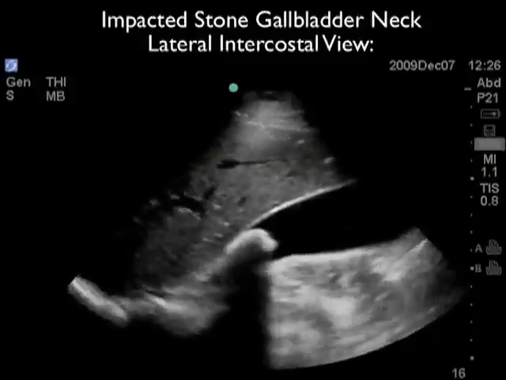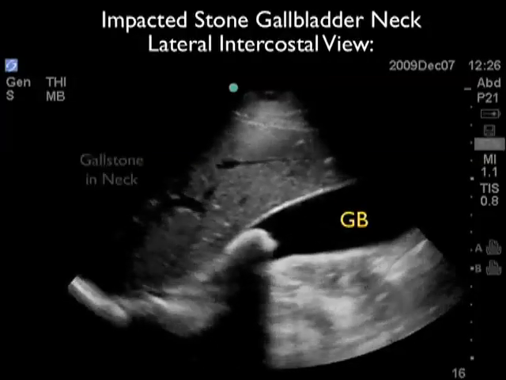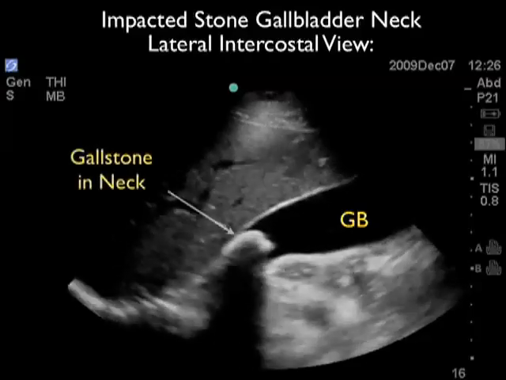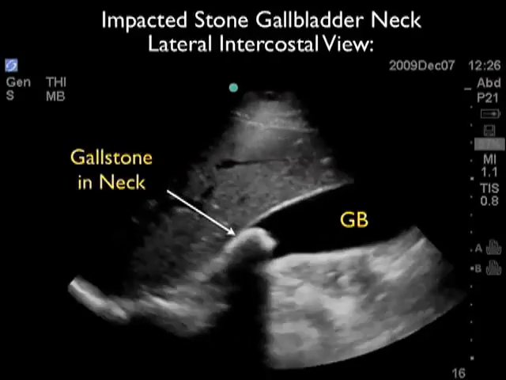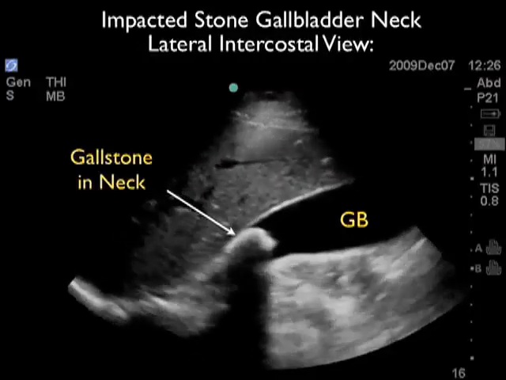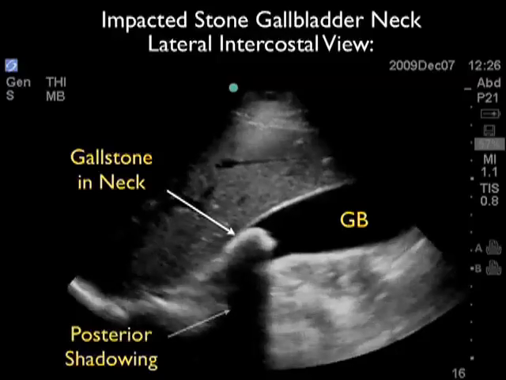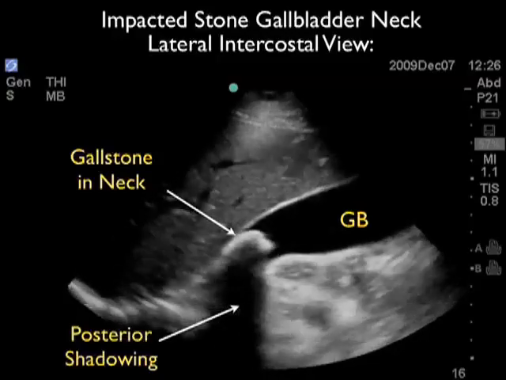Here's a video clip showing an impacted stone at the gallbladder neck, again taken from that lateral intercostal view that gives us those great long axis views of the gallbladder. We see the liver to the top of the image and the gallbladder inferior to the liver. Towards the neck of the gallbladder, we see a white hyperechoic gallstone, and we see the classic posterior acoustic shadowing.